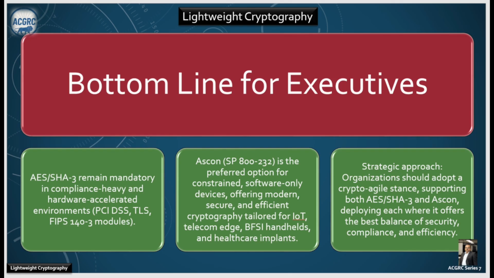Bottom line, AES and SHA-3 remain mandatory in compliance heavy and hardware accelerated environments. Ascon is the preferred option for constrained software only devices, offering modern, secure, and efficient cryptography tailored for IoT, telecom edge, BFSI handhelds, and healthcare implants. Organizations should adopt a crypto agile stance, supporting both AES SHA and Ascon, and deploying each where it offers the best balance of security, compliance, and efficiency.